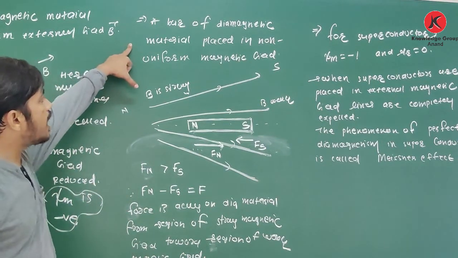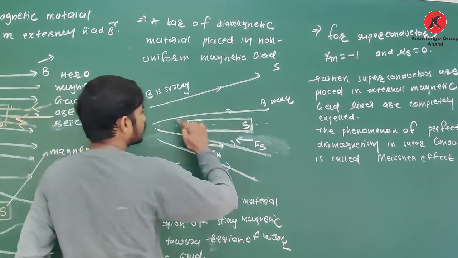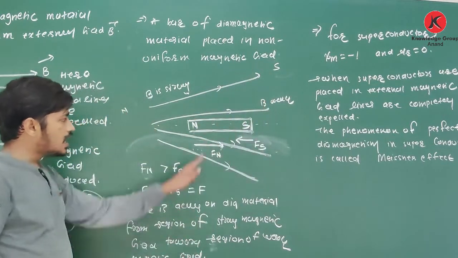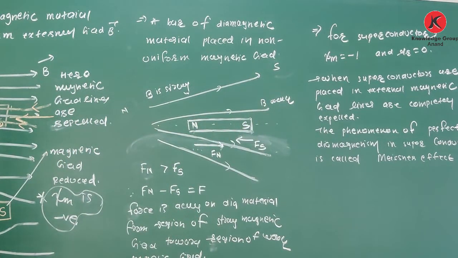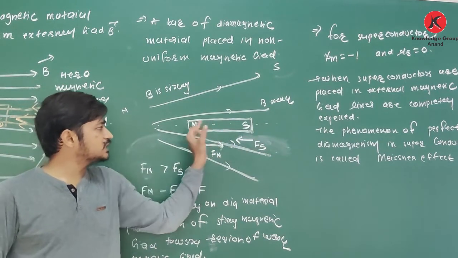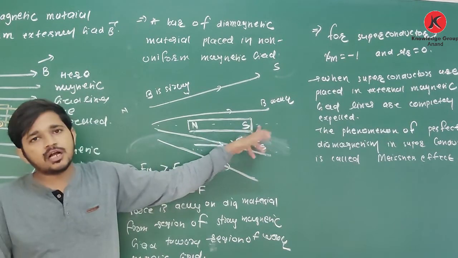The bar of diamagnetic material is placed in a non-uniform magnetic field. The magnetic field, we know, is from north to south. Diamagnetic material is placed, and obviously in diamagnetic material it is magnetized in the opposite direction. So this pole will become north and this pole will become south.